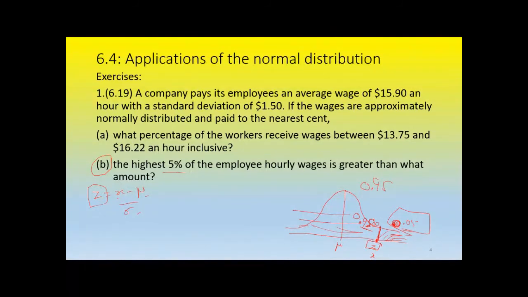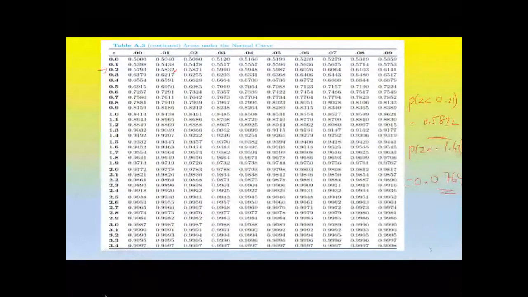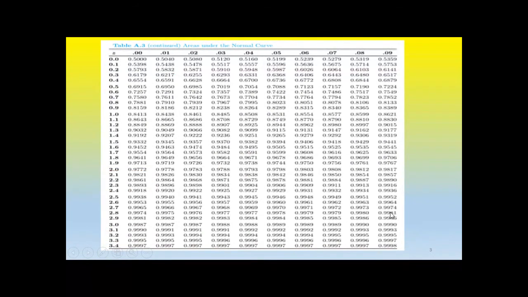the z value. The area is 0.95, so z lies on the positive side. Go back to the positive table. The area 0.9500, so look for 0.9500. I see 0.9495 and 0.9505. Both are equally distanced from 0.9500, so you can choose either one; nothing is going to be wrong. My choice is 0.9505, very near to 0.9500.